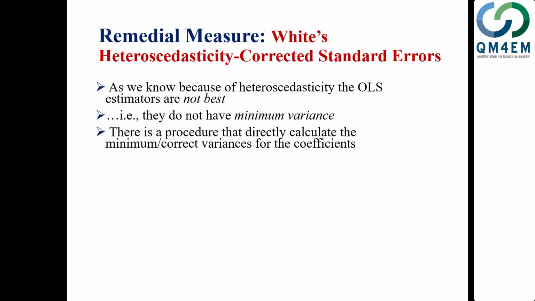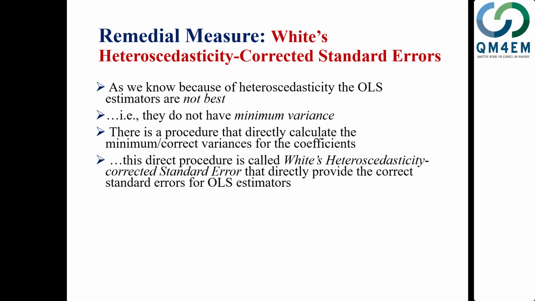As these variances are not minimum, what should we do? White proposed a procedure that directly calculates the minimum or corrected variance for the coefficients. So instead of transforming the data and ensuring homoscedastic variance, White proposed a procedure that directly gives variances that are corrected for the heteroscedasticity problem. This direct procedure is called White Heteroscedasticity-Corrected standard error, and it directly provides the correct standard errors for OLS estimators. There is complex mathematics involved in how this process ensures the correct standard error, and obviously at this stage we are not going to use that.